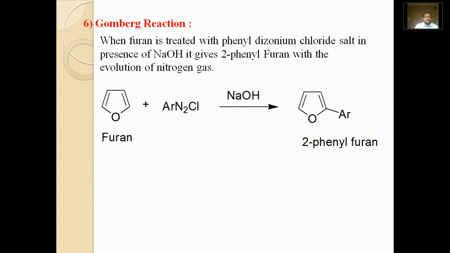Gomberg's reaction. When furan is heated or treated with phenyl diazonium chloride salt in the presence of NaOH, it gives 2-phenyl furan with the evolution of nitrogen gas. This diazotized salt, when reacted with furan in the presence of a base, undergoes coupling to form 2-phenyl furan.